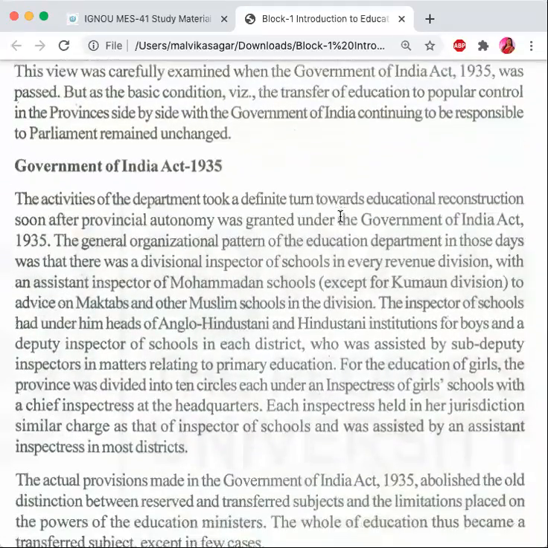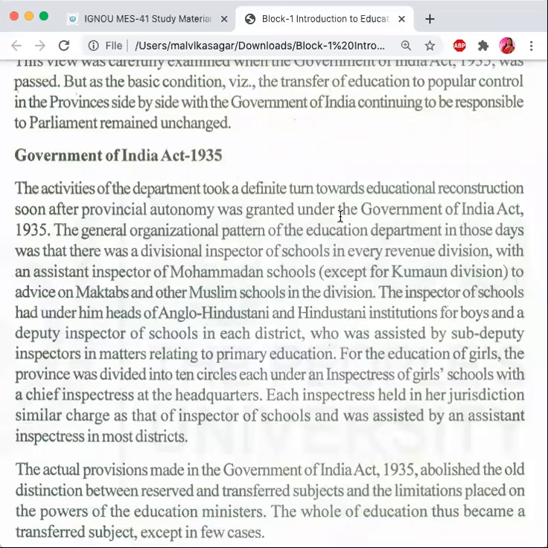Government of India Act 1935. The activities of the department took a definite turn towards educational reconstruction soon after provincial autonomy was granted under the Government of India Act 1935. The general organization pattern of the education department in those days was that there was a divisional inspector of schools in every revenue division, with an assistant inspector of Mohammedan schools, except for Kumaon division, to advise maktabs and other Muslim schools in the division.